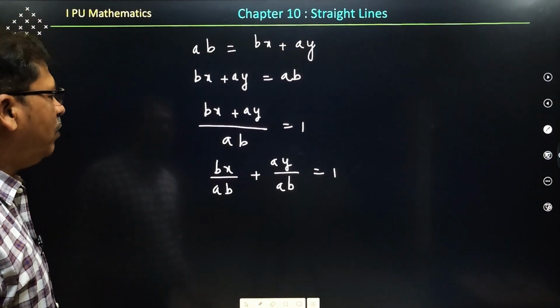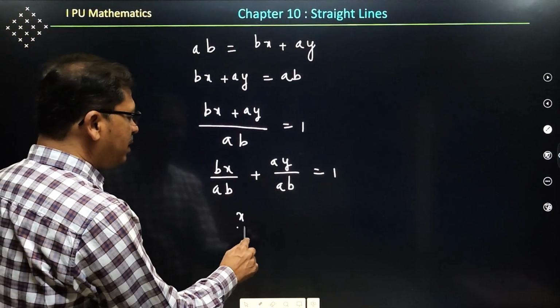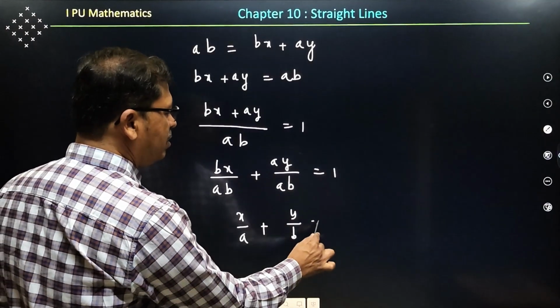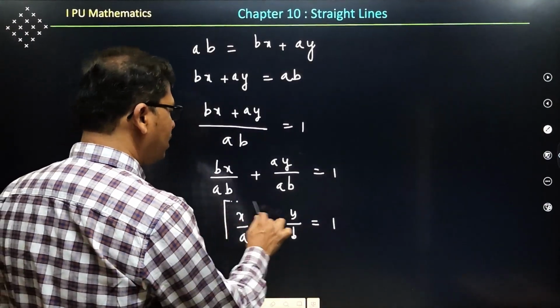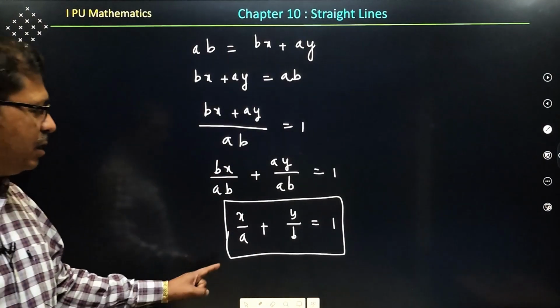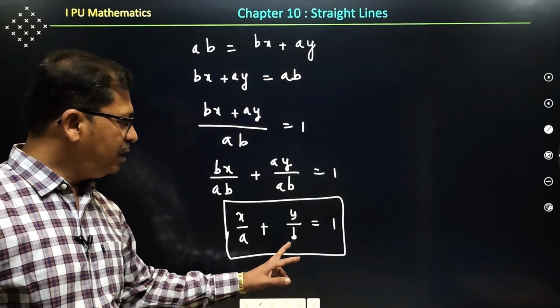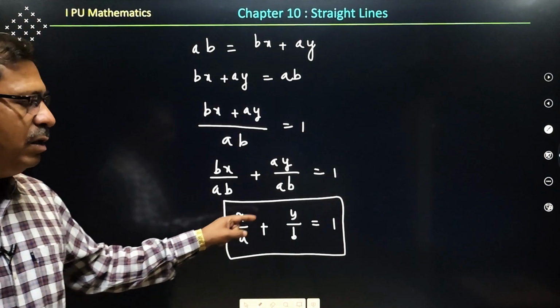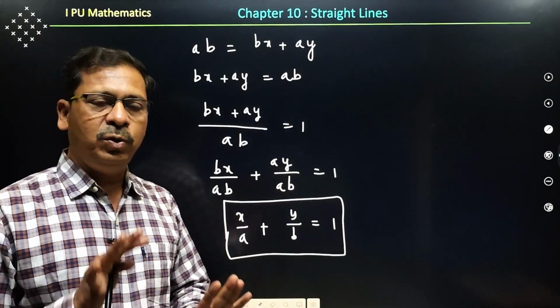Now what happens? B cancels, x divided by a remains, and y by b remains, and this is equal to 1. So this is the intercept form of the straight line. If you have the x-intercept as a and the y-intercept as b, then its equation is given by x by a plus y by b is equal to 1.